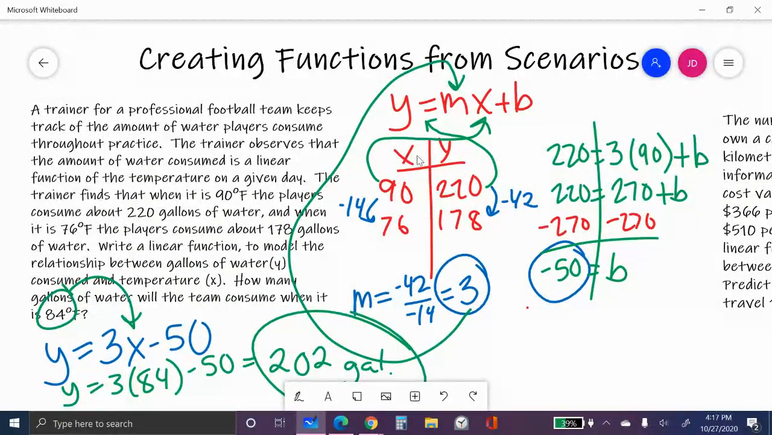So we had to make our table first, find the slope, plug it into my y equals mx plus b with one of the points, and then find my b. That will give me my function rule, and then answer the question by plugging in 84 for the correct variable and isolating the other variable. Okay, let's look at another one.